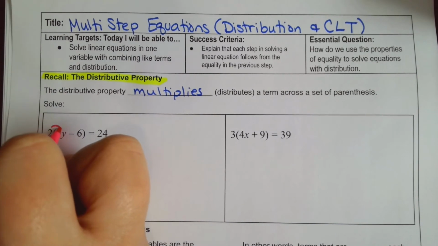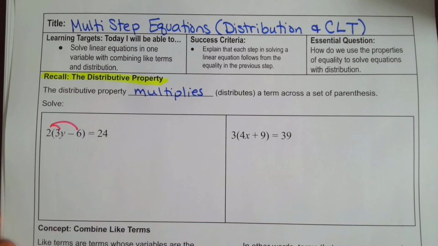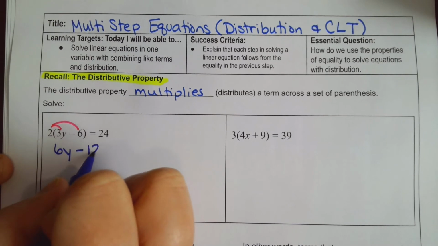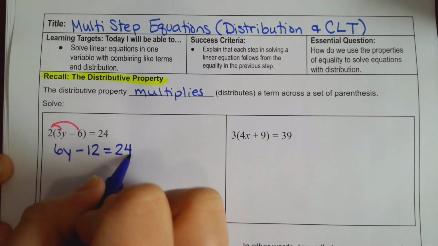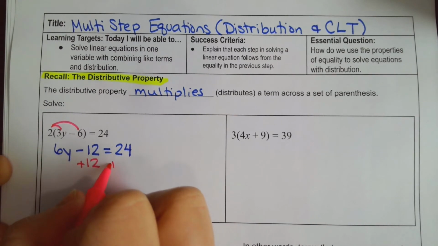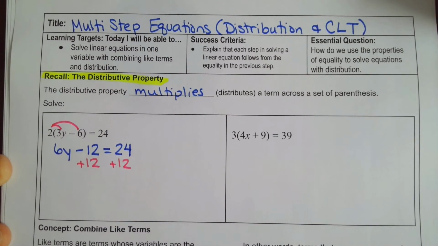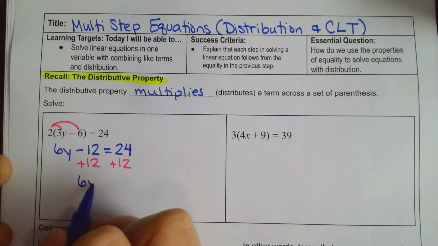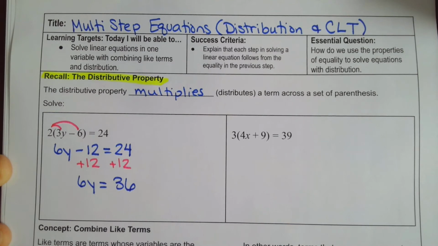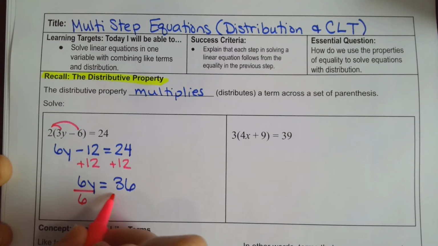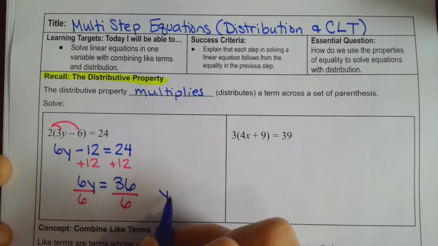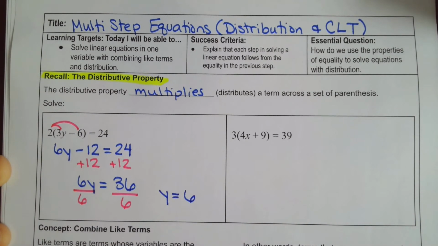Remember, the first step we do is distribute. After we distribute the 2, we have 6y minus 12 is equal to 24. Now we're going to add 12 to both sides, and we're left with 6y is equal to 36. And then our final step, divide by 6. And that gives us y is equal to 6.